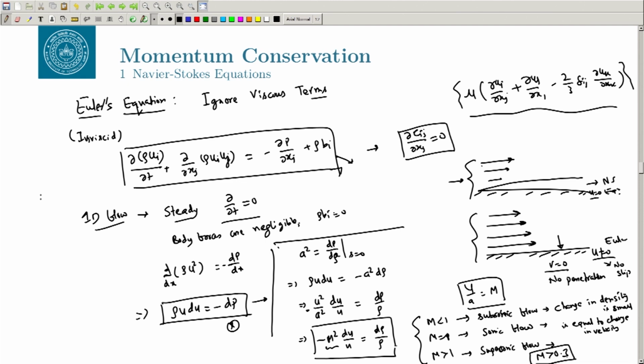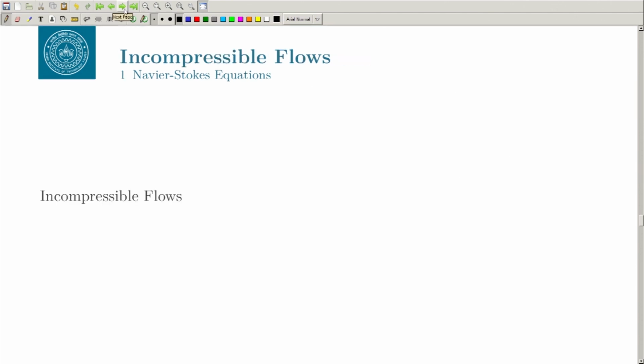Now, let us finish with one final thought, which is basically the incompressible flow, and we will start more discussion on incompressible flow in the next class. But just to give you an idea, in the case of incompressible flow, your del dot u is basically 0. That means del u_k by del x_k equals 0, and that simplifies a lot of things.